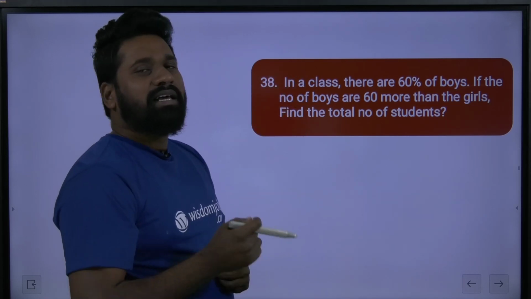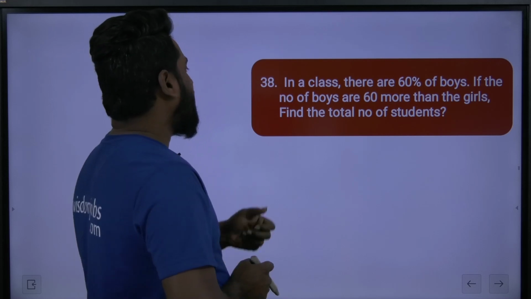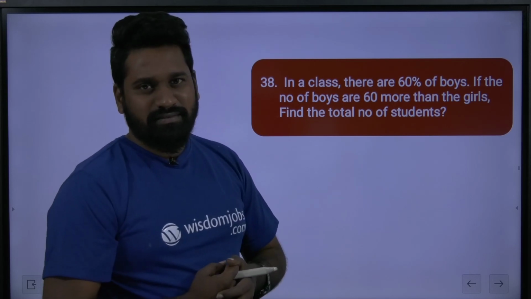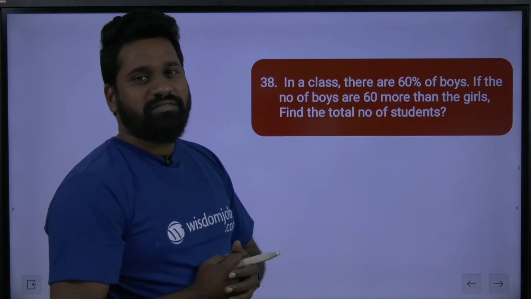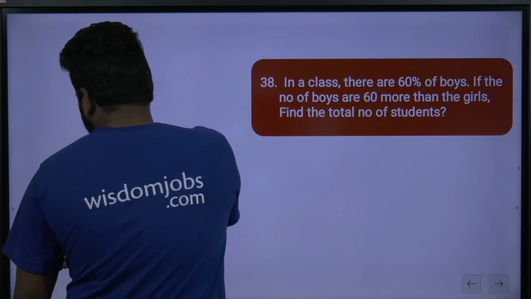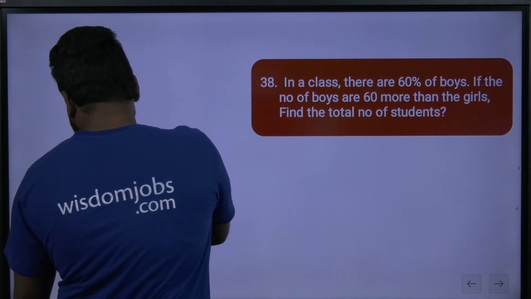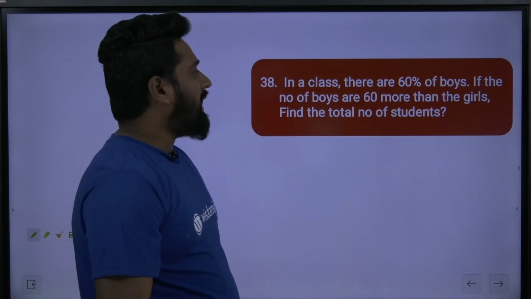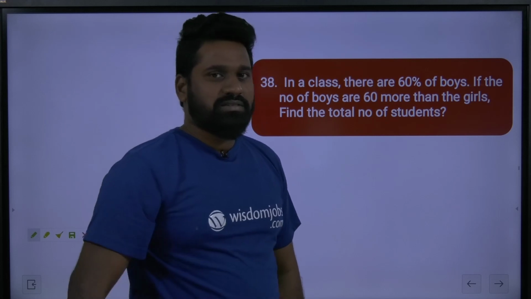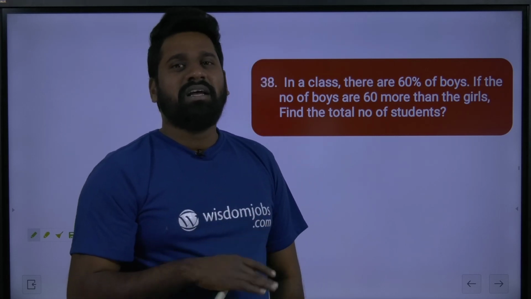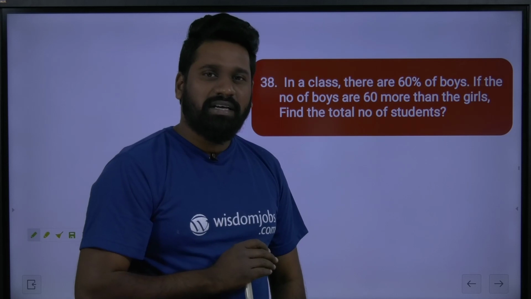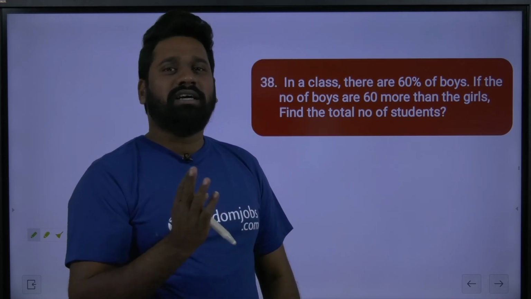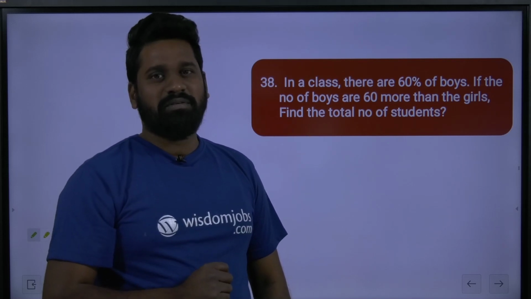In a class, 60% are boys. The number of boys is 60 more than the girls, and we have to find the total number of students. In the last class, we already discussed some percentage questions, which are quite different from this one, because in that, two percentages were given, like 60% are boys and the remaining 40% are girls, and he asked how many more boys there are than girls. That type of question was asked.